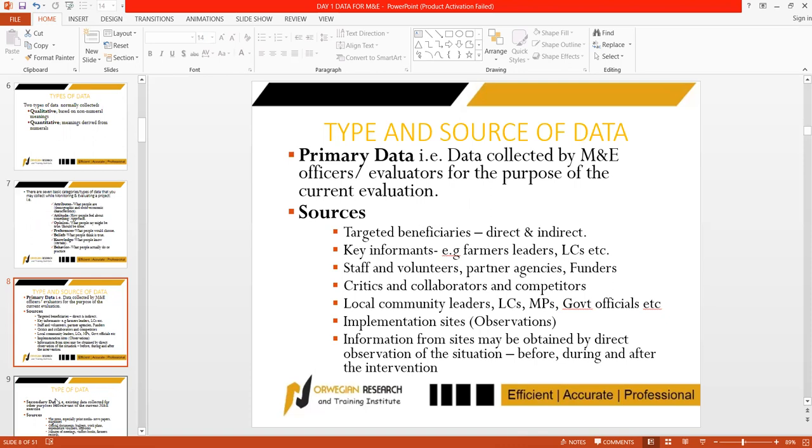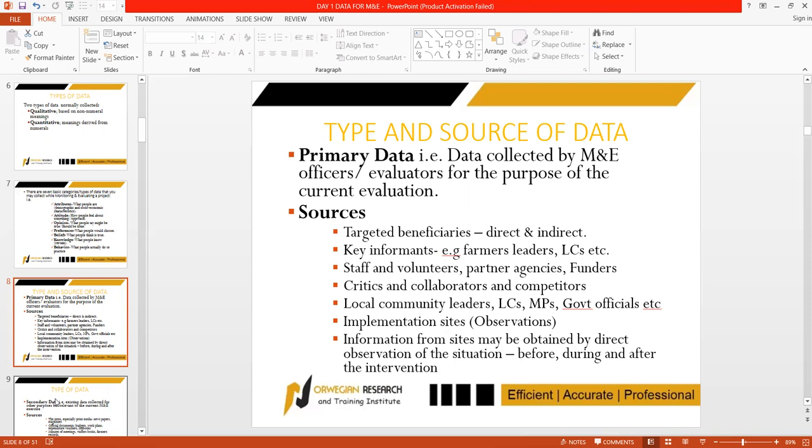Key informant information, if at all we are in the field of M&E, then we collect them from farmers, leaders, opinion leaders in the community. Staff and volunteers are all key players we collect information from. Now the critics of the particular project, wherever you hear, you must go and find out who are the people who are opposed to this particular idea.